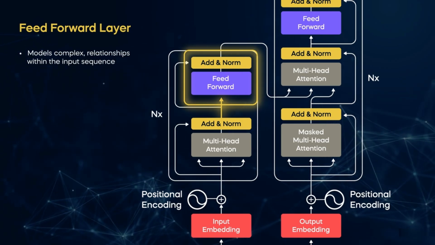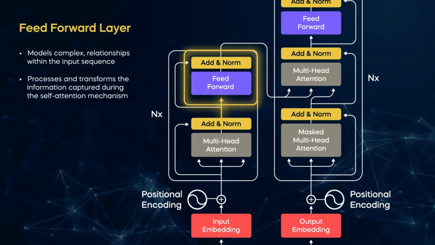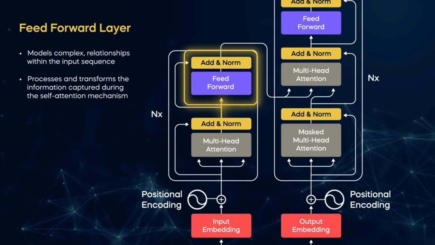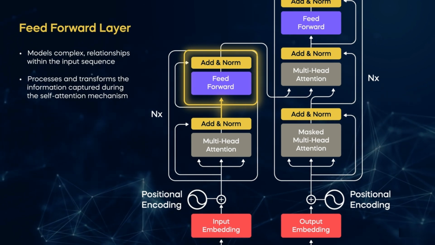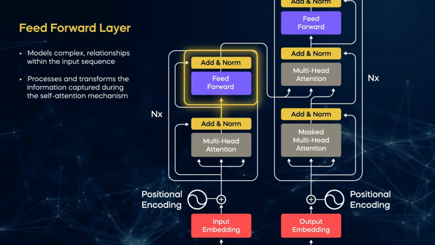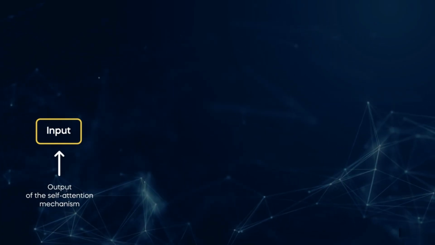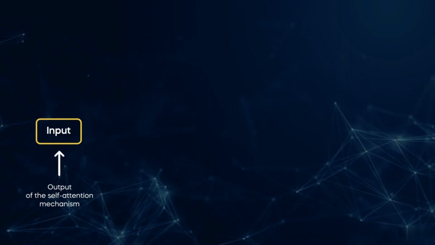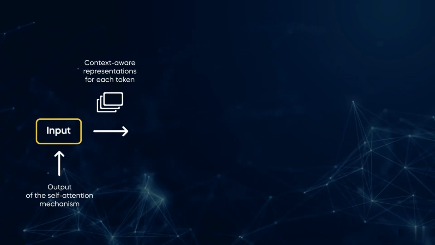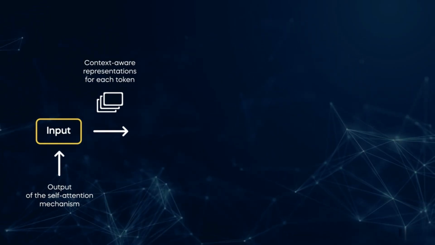The feed-forward layer in the transformer encoder block is a key component responsible for processing and transforming the information captured during the self-attention mechanism. It's designed to enhance the model's ability to capture complex patterns and relationships within the input sequence. Let's break down what actually happens in this feed-forward layer. The input to this feed-forward layer is the output from the self-attention mechanism. After self-attention, you have a set of context-aware representations for each token in the input sequence. Each of these representations contains information about how the token relates to other tokens in the sequence.